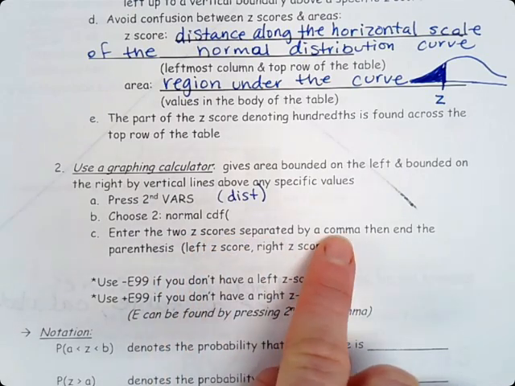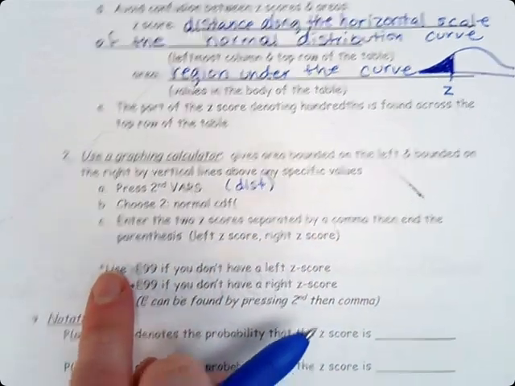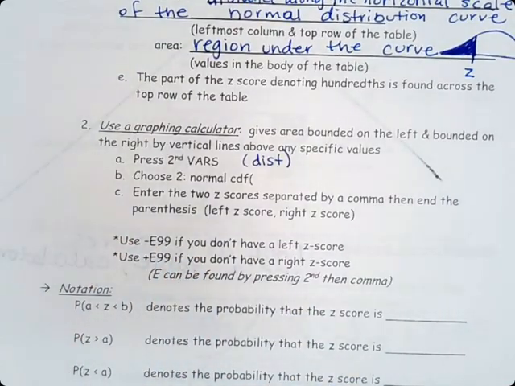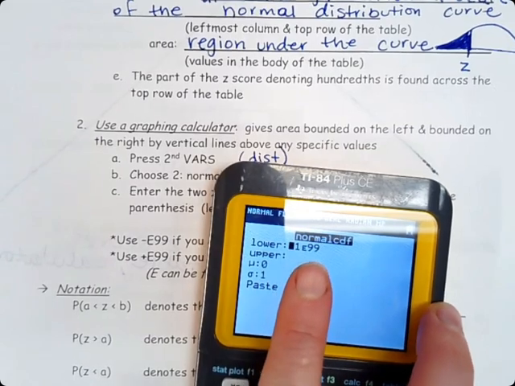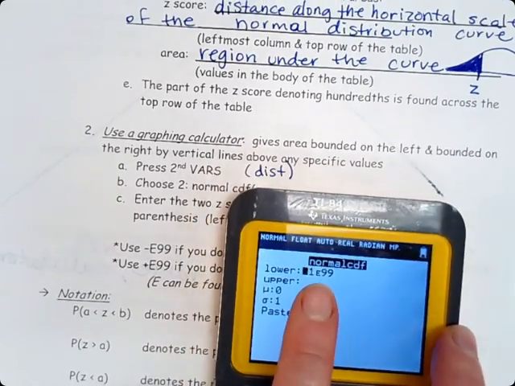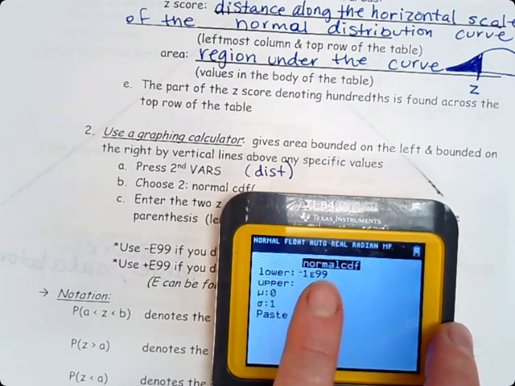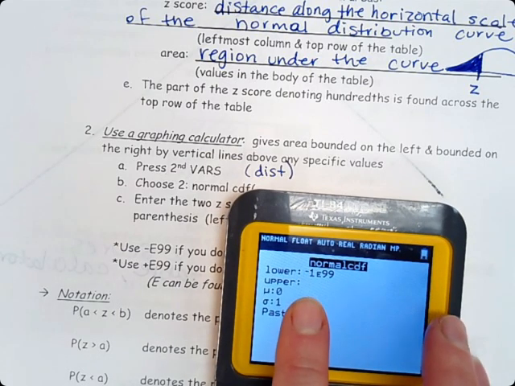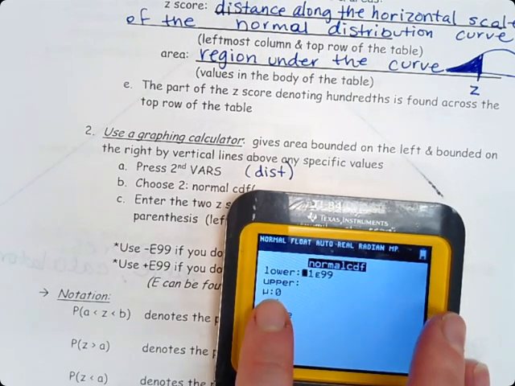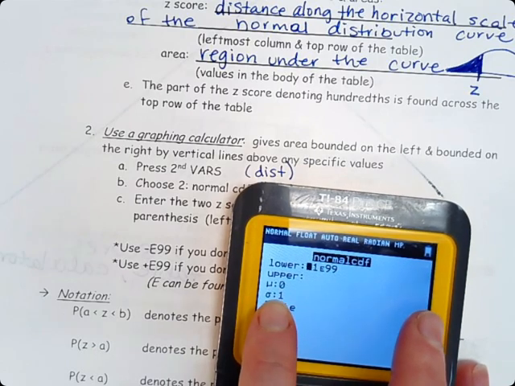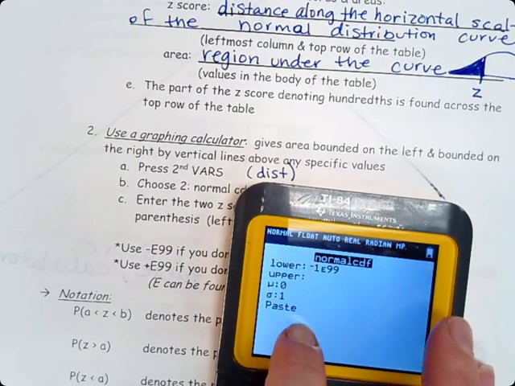Find the two z-scores separated by a comma, then in the parentheses. I think our calculator does it a little different. It allows us to not have to do that. It automatically puts that number in there for us. And the reason it puts that in there for us is because negative 1E99 is a really, really, really small number. It's going to negative infinity. So that's why they use that. And so your upper would be your z-score. Then that would be your mean. That would be your standard deviation. You can change them on here.